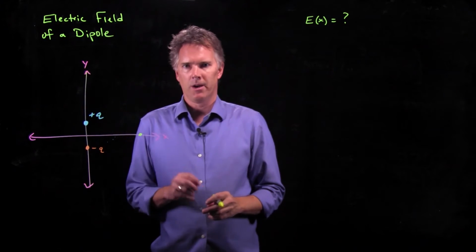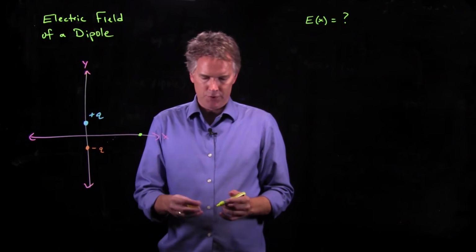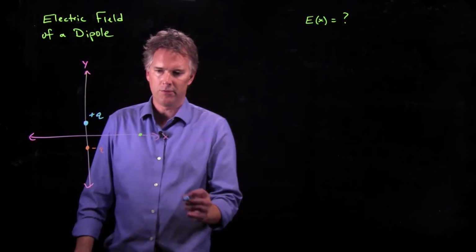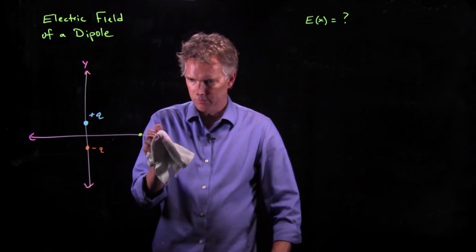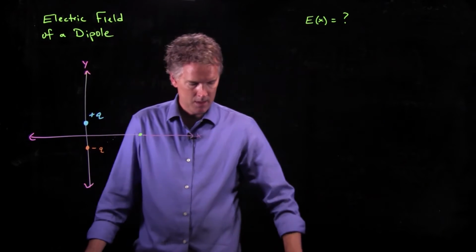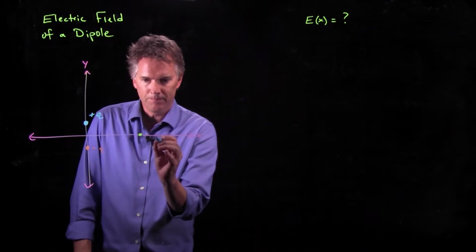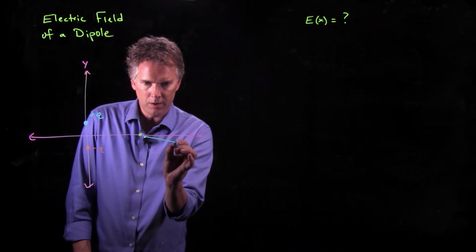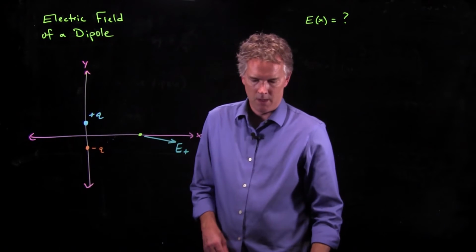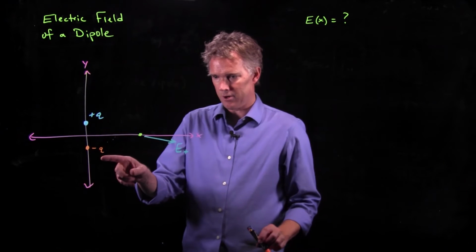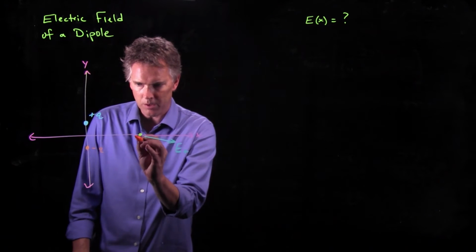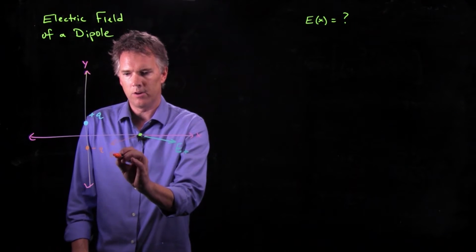Well, let's think about it for a second. I know that my positive charge is making an electric field that points away from the positive charge. So I'm going to move my X over just a little bit to give us a little more room. Now let's think about what the field looks like. The field from the positive charge is going to look like that. That is our E plus. The field from the negative charge is going to be exactly equal in magnitude, but of course it's going to point the other way. This is our E minus.